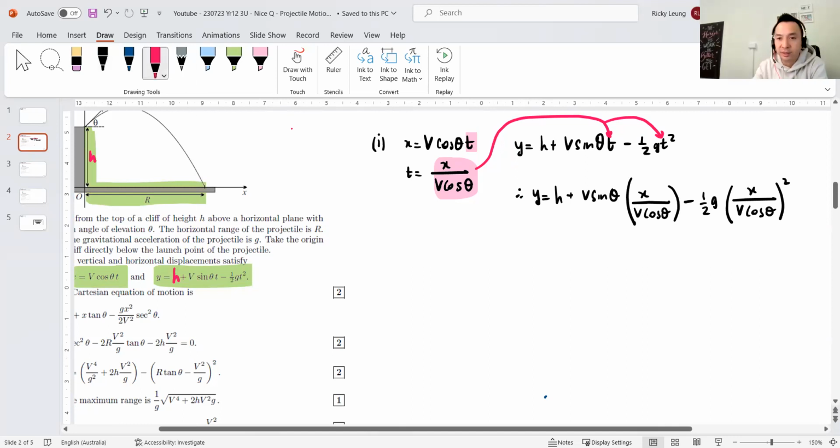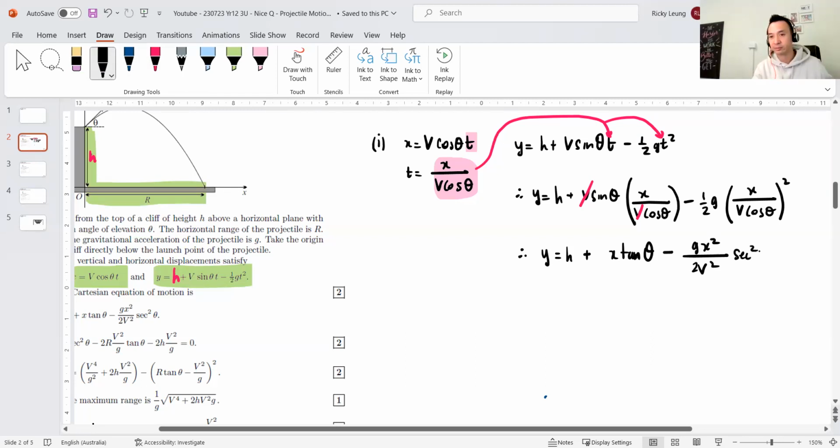And then a little bit of simplification there. The v's cancel out. Just remember cos squared on the bottom, that's sec squared. So y equals h first, h plus, sine on cos is tan, so that becomes x tan theta, minus g x squared on top over 2 v squared on the bottom, and then sec squared. Therefore, that's my Cartesian equation.